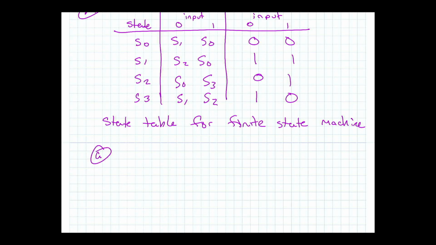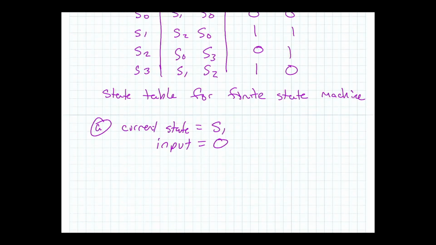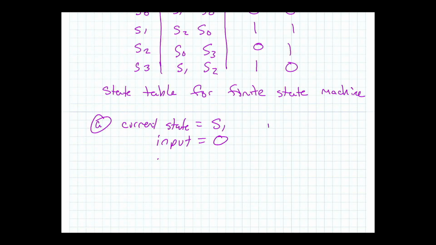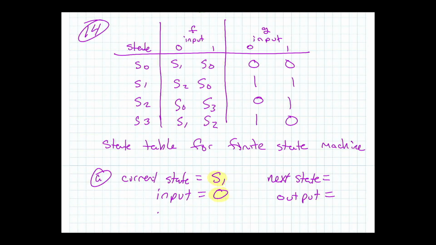Part A says, if the current state is S1 and the input is 0, what we want to know is what is the next state and what is the output. Okay, so what you have to do here is this. It's not that bad. The current state is S1 and the input is 0. So where that is on the table is the current state is S1, so we're in the row that starts S1. So this row.